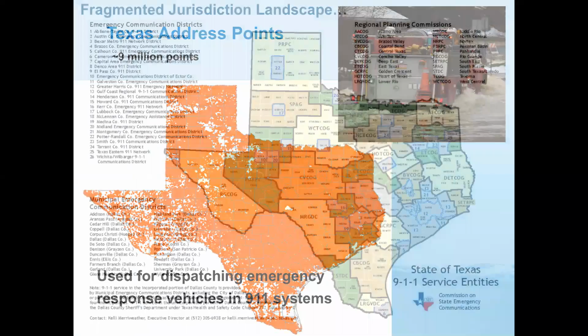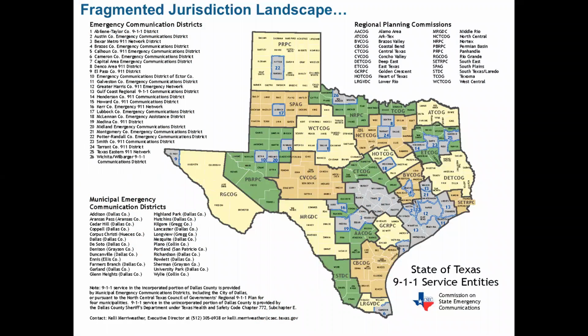This is the jurisdiction landscape. There are quite a number of entities involved. It turns out that this Commission on State Emergency Communications, down in the lower right corner there, they're the ones that coordinate the address points for all but the gray counties. So the regional planning commissions and the emergency communication districts and the municipal emergency communication districts all come from different sources. But CSEC handles the colored counties.